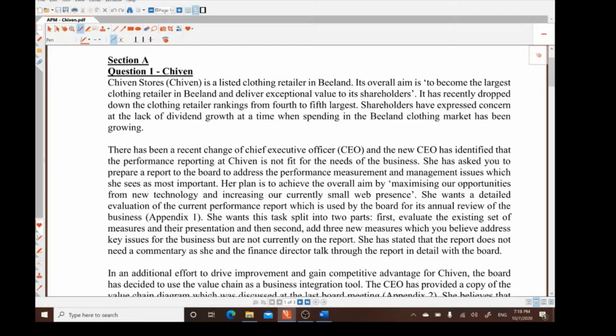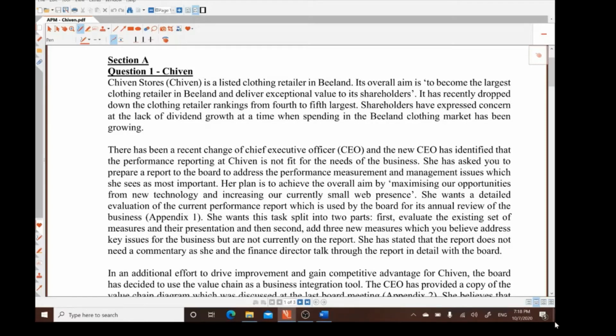Now, the first part, which is the area that we have to start, is always to look into the exam question. All right, as we can see here, that's our class. Now, don't forget, when we are looking at a Section A exam question, it's always important for the students or the candidates to draft a report.